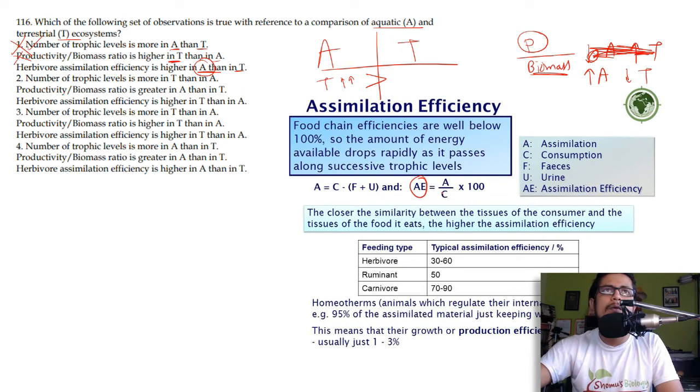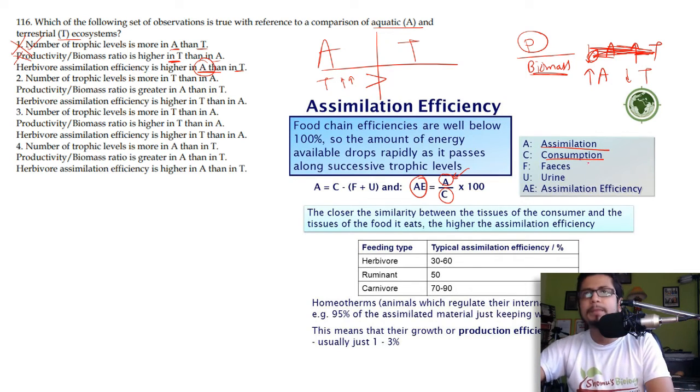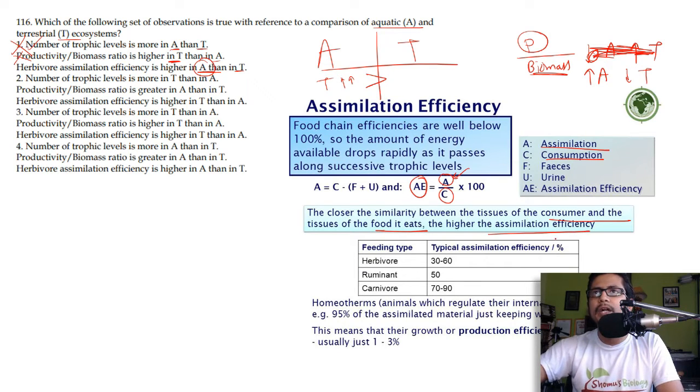So option 1 is wrong. Now the third statement, herbivore assimilation efficiency is higher in A than T, that's also true. Why? Because let's talk about assimilation efficiency. Assimilation efficiency equals capital A by capital C into 100, where capital A is the assimilation and capital C is the consumption. Assimilation by consumption means food chain efficiencies are well below 100%. So the amount of energy available drops rapidly as it passes along the successive trophic levels.